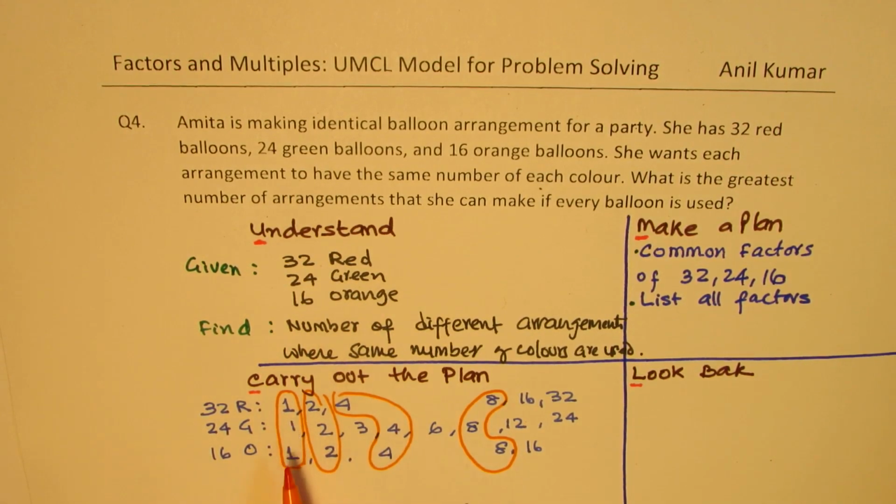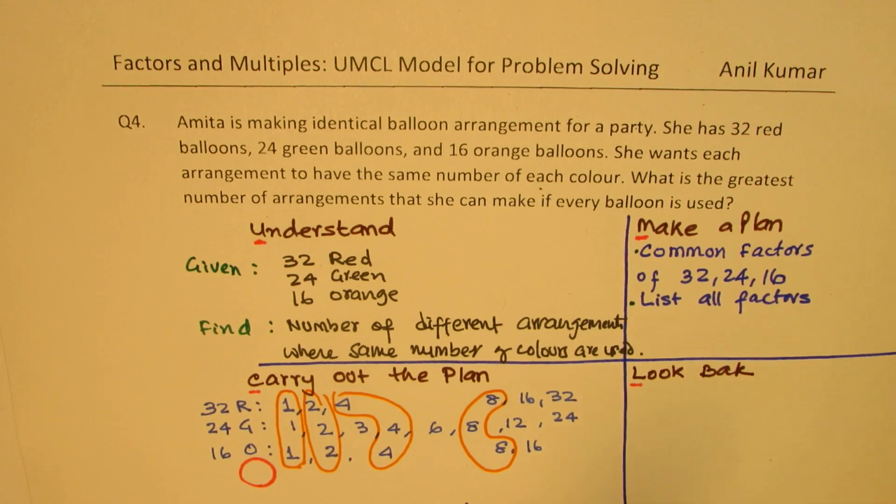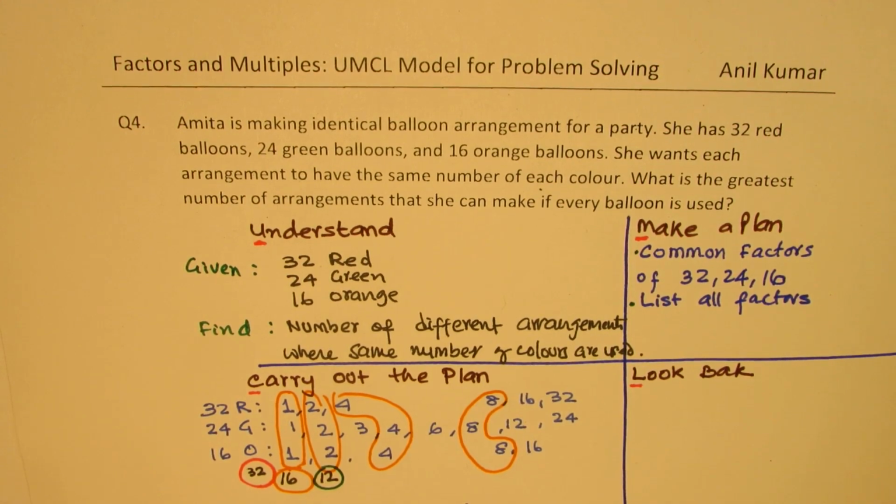So this means we have one big arrangement where all are together. Right? So that means it's kind of like this. We have big. This represents all 32 red, and then we have 16 orange, and we have 24 green. So this is one possibility, right? So we have all of them together.